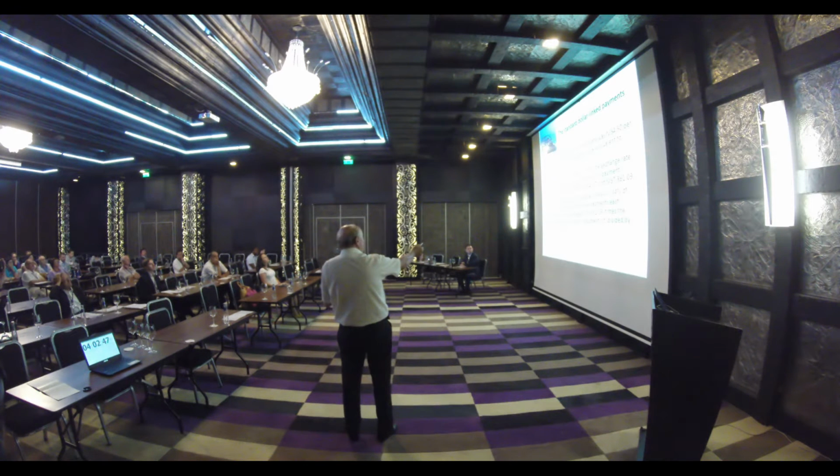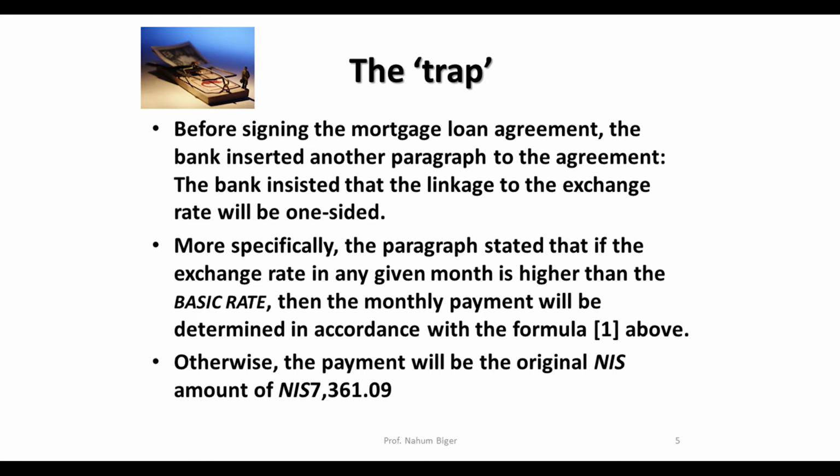I'll just jump here into the trap. Before signing the mortgage loan agreement, the bank inserted another paragraph into the agreement. The bank insisted that the linkage to the exchange rate would be one-sided. More specifically, the paragraph stated that if the exchange rate in any given month is higher than the basic rate, the rate that was in effect when the contract was signed, then the monthly payment will be determined in accordance with formula 1 above, which means higher price of the dollar, you pay more. Otherwise, the payment will be the original amount.